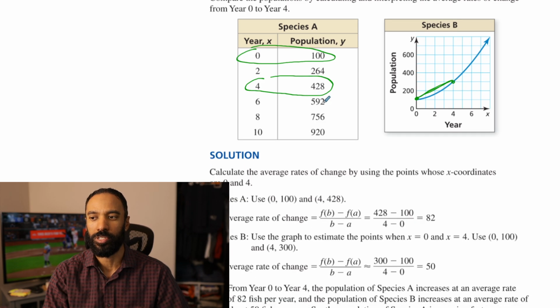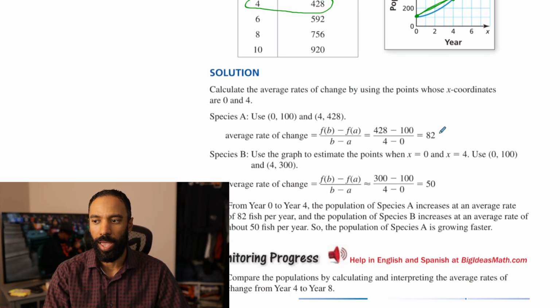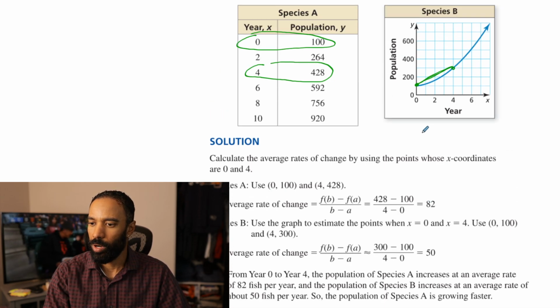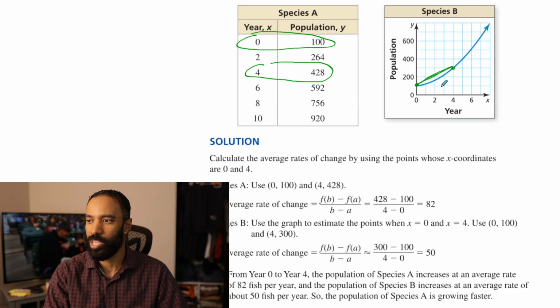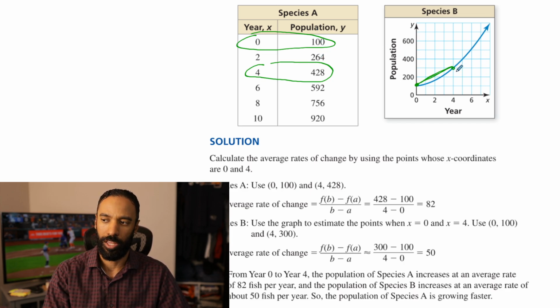Graphs show the populations. 328 more fish over the course of 4 years averages to 82 more fish a year. What do they say next? Oh, that's species A. Species B. Oh, these are two different things. I gotcha. Species A is in a table. Species B is on the graph.